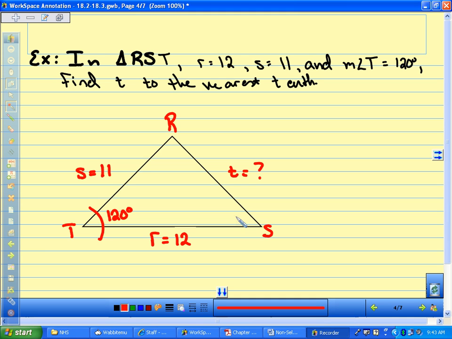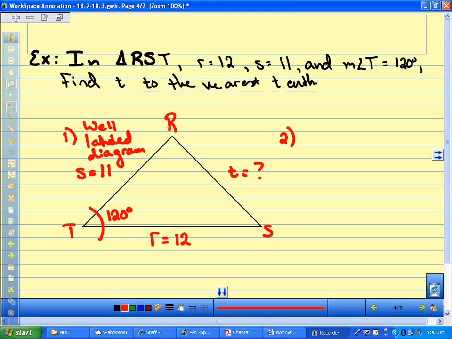So do I have a side angle side setup? Yes, I have the two sides, r and s, and the angle between them at T at 120. So can we use the law of cosines? Yep, so this right here is step one, well-labeled diagram. You're not going to be able to determine if you're going to use law of sines or law of cosines unless we have a well-labeled diagram to see that we have the side angle side scenario that we need. So once I determine that yes, I can use law of cosines, step number 2 is then to write the appropriate law of cosines.